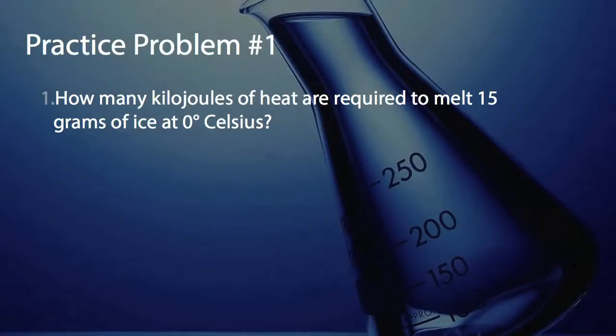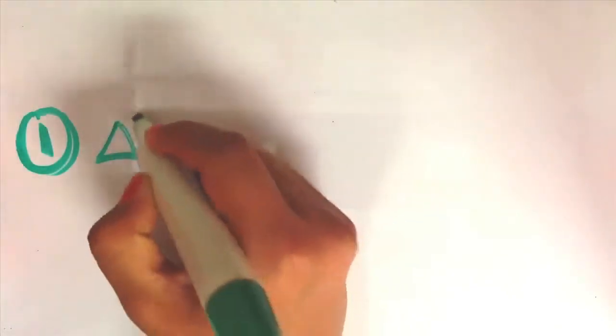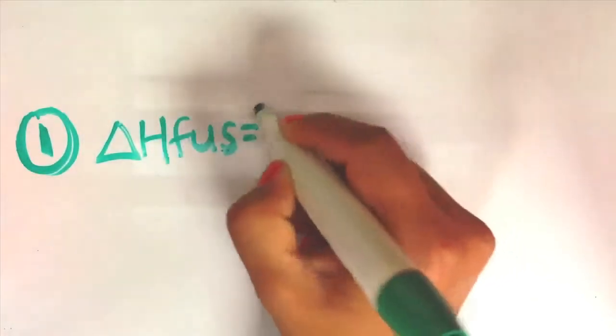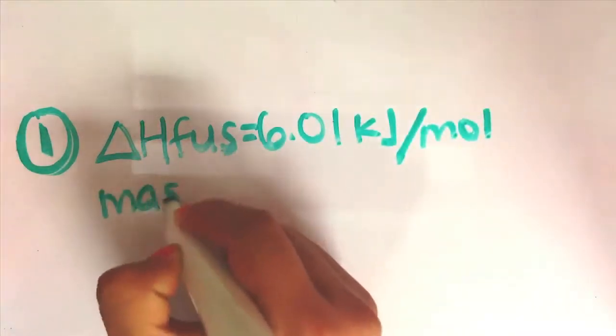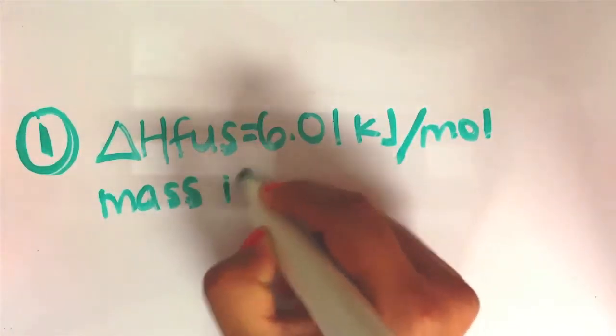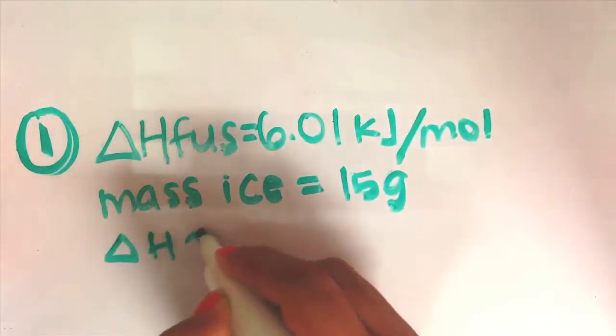Here are some practice problems that pertain to the molar heat of fusion. Pause the video in between problems to solve it on your own first, then watch the solution. Number 1. How many kilojoules of heat are required to melt 15 grams of ice at 0 degrees Celsius? The heat of fusion of water is given at 6.01 kilojoules per mole, and the mass of ice is given at 15 grams. What we need to find is the amount of heat required to melt the ice.